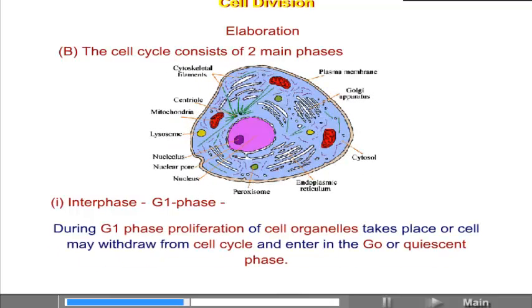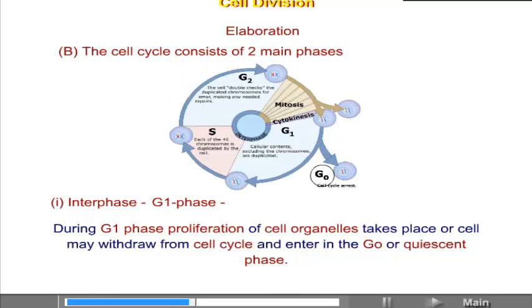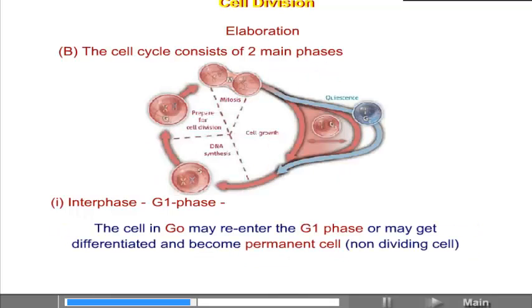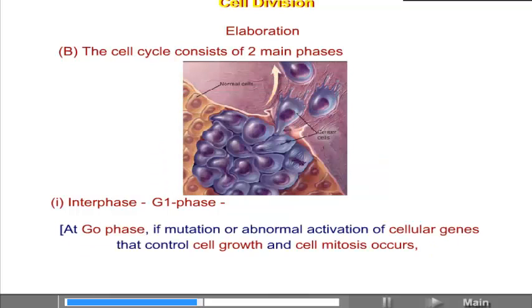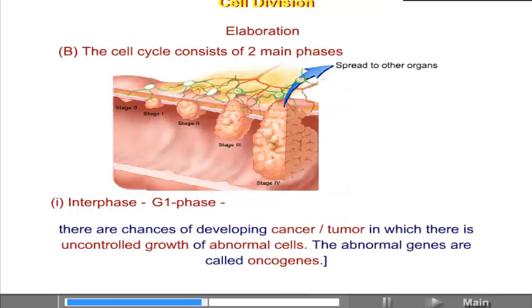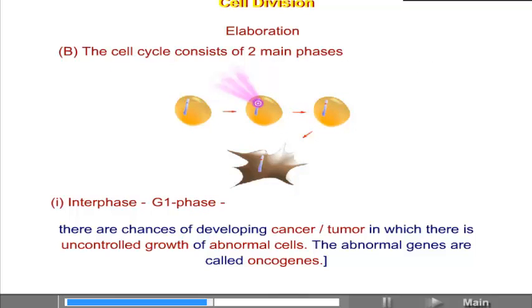During G1 phase, proliferation of cell organelles takes place, or the cell may withdraw from the cell cycle and enter the G0 or quiescent phase. The cell in G0 may re-enter the G1 phase or may get differentiated and become a permanent cell, that is a non-dividing cell. At G0 phase, if mutation or abnormal activation of cellular genes that control cell growth and cell mitosis occurs, there are chances of developing cancer or tumor in which there is uncontrolled growth of abnormal cells. The abnormal genes are called oncogenes.